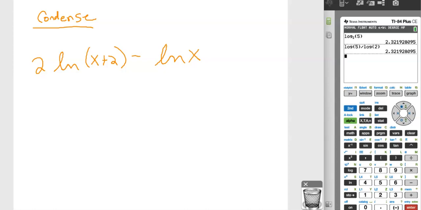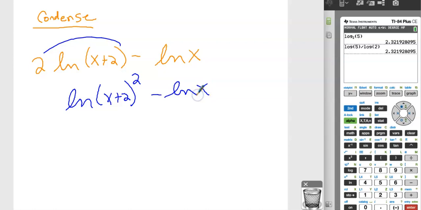Same thing here. I'm going to take this exponent, write it up top, so ln of x plus 2 squared. And then subtraction of the natural logs is just the division, so we're going to condense it down to 1 ln, and so that's x plus 2 squared over x. That's the condensed version. Okay, that's the properties of logarithms.